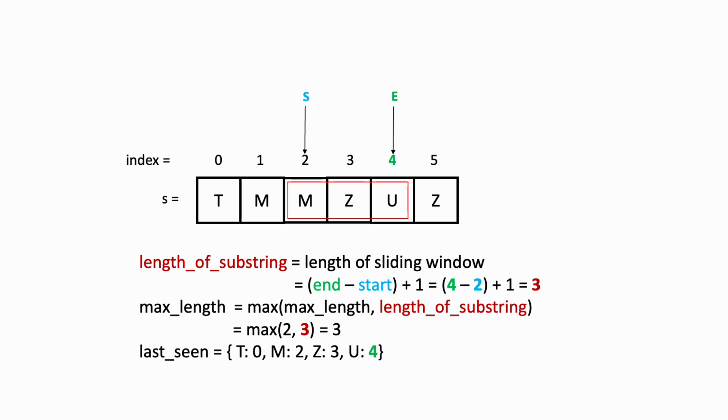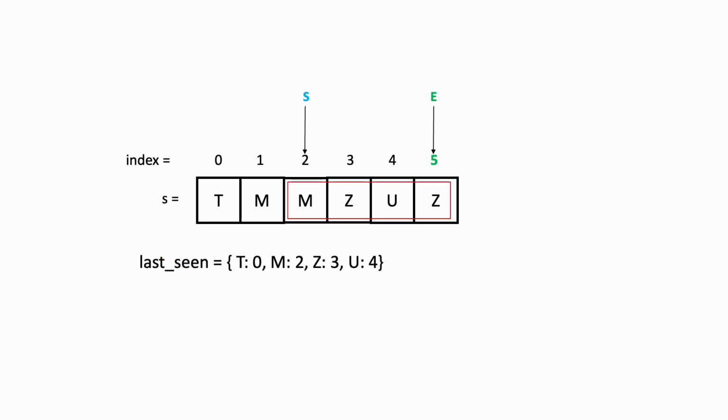We will compute the length of the current substring MZU, which is 3. Max length will update from 2 to 3. We will insert the current element and its index in the last seen hashmap. We will increment the e pointer.